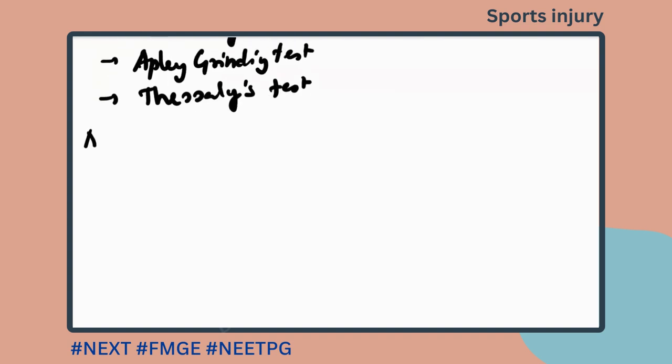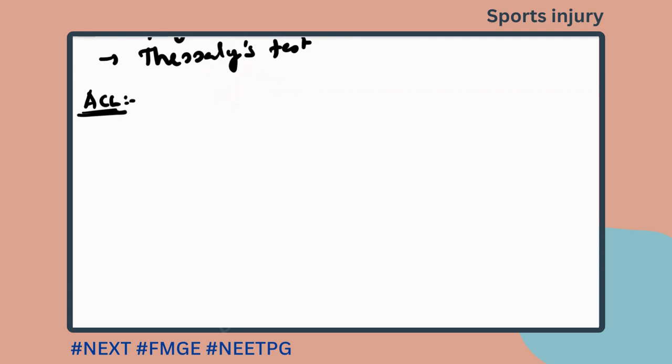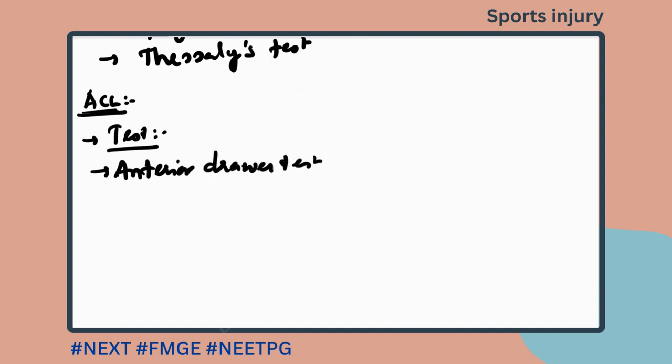Now, coming to the ACL injury. As we already saw about the ACL, the ACL prevents anterior translation of the tibia. So whenever it ruptures, the tibia moves more anteriorly. There will be difficulty in walking upstairs. Now, how do you diagnose ACL injury? By certain clinical tests. What are the clinical tests to diagnose ACL injury? It is called the anterior drawer test. Okay, there is a test called the pivot shift test. And there is a test called Lachman's test.